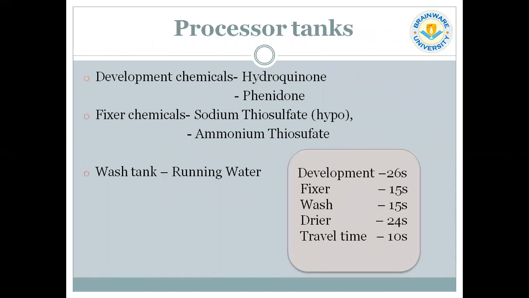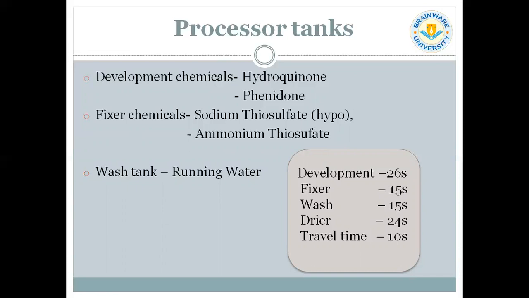These processing tanks contain development chemicals, which are hydroquinone and phenidone. In the case of manual film processing development, we use hydroquinone and metol, but here we are using phenidone instead of metol. The fixer chemical is similar to the manual film processing system, that is sodium thiosulfate and ammonium. And the washing tank should be a running water system.